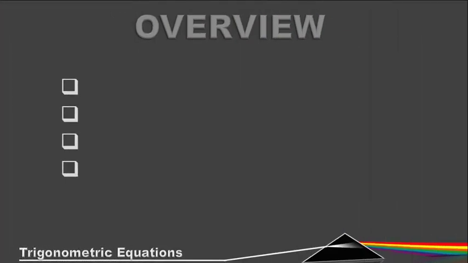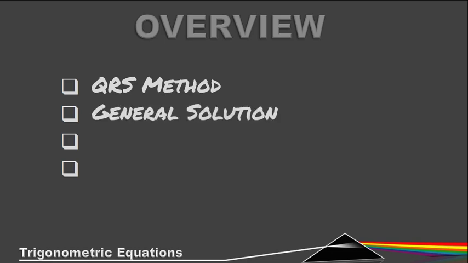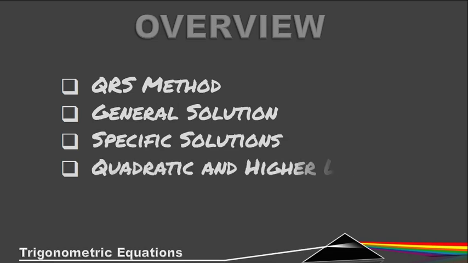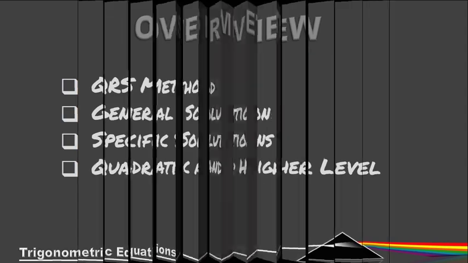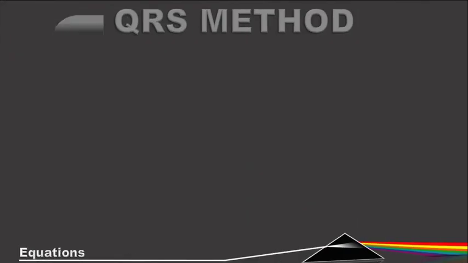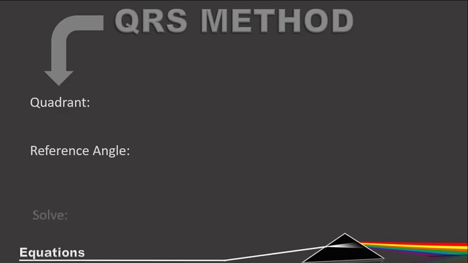Alright, so just an overview of the video. We're going to look at the QRS method, and then general solutions, and then specific solutions, and then some harder sums which involve quadratics and higher level sums. Now, to look at the QRS method, the Q stands for quadrant. So the first thing you want to do is look at the quadrant. The second is the reference angle, and the third step is to solve.